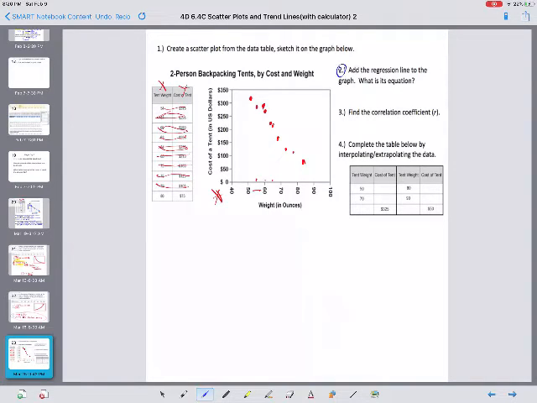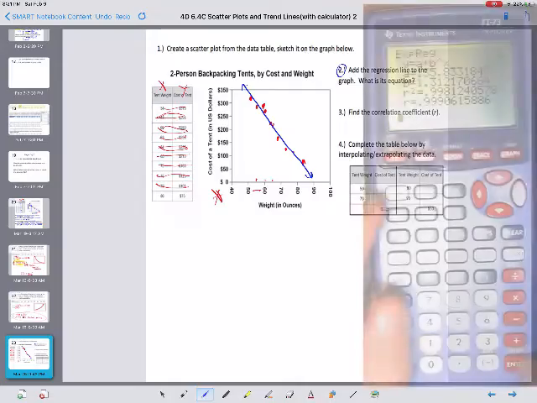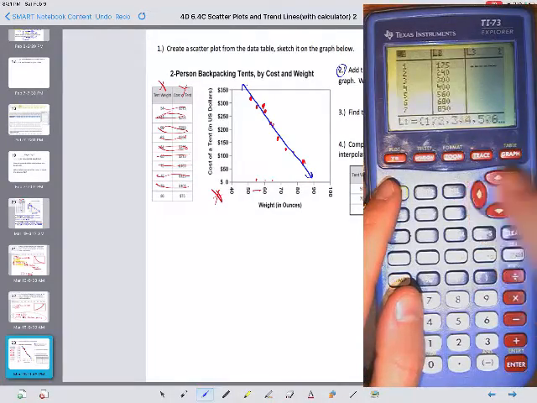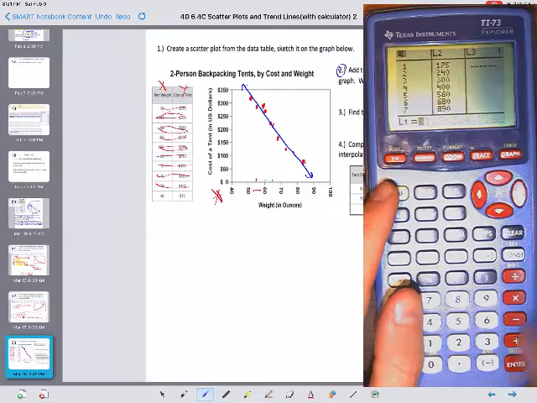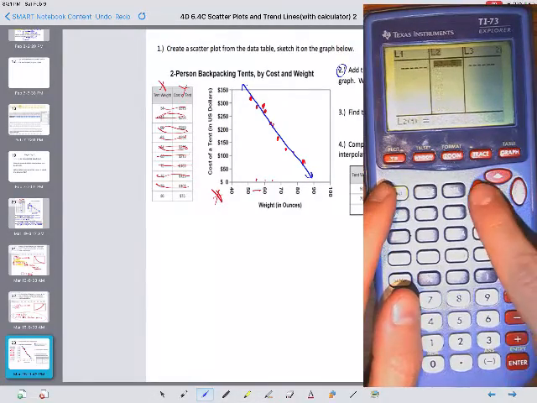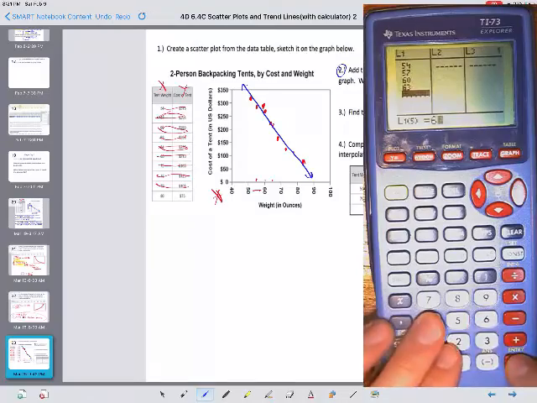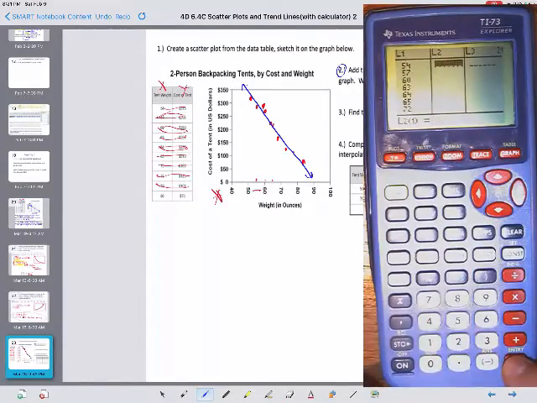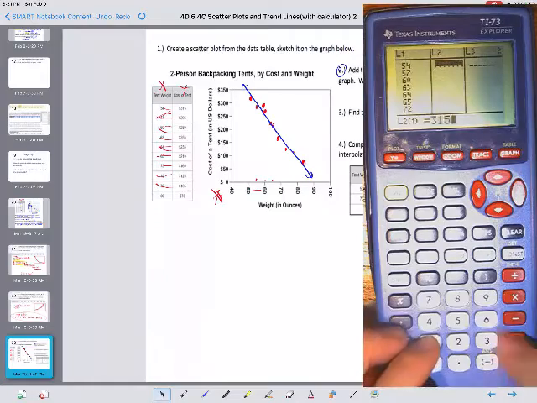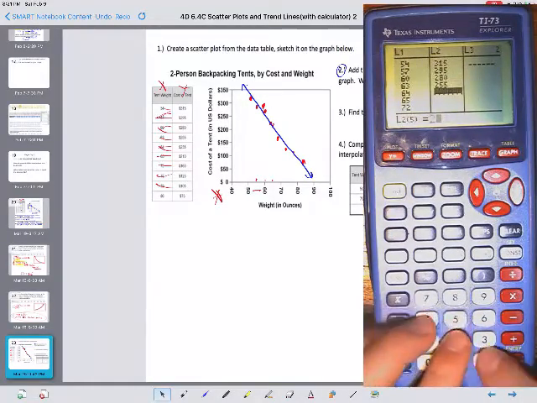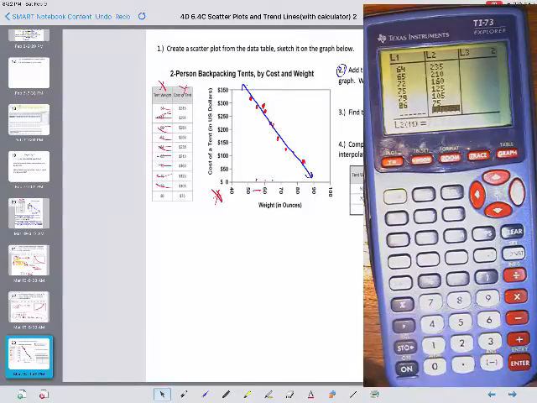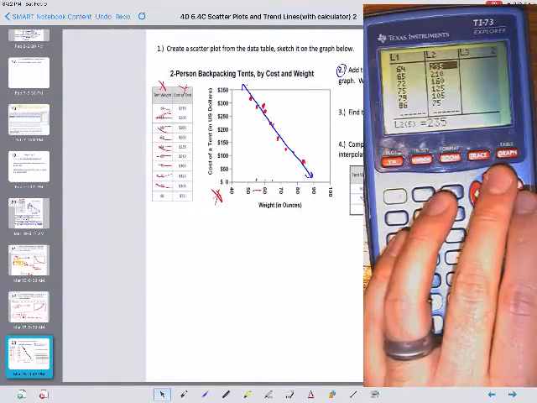All right, next is a statement: add the regression line to the graph, so let's sketch that in really quick. Something about like that would be fine. What is its equation? Well, that's where the calculator is going to come into play, so let's go ahead and clear my lists out. I'm going to get my data entered in really quick, so here goes, fast mode. On to the y values. Alright, double check your data, make sure everything lines up.